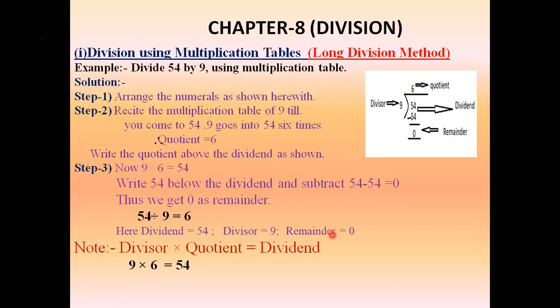Students, if you want to check the result, then use the formula divisor into quotient is equal to dividend. When we put the value, divisor is equal to 9 and quotient is equal to 6, when we multiply 9 into 6, we get 54, and 54 is also the dividend. So our answer will be correct.